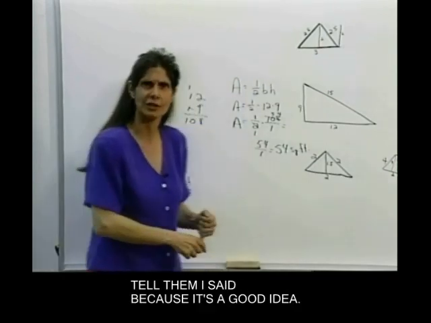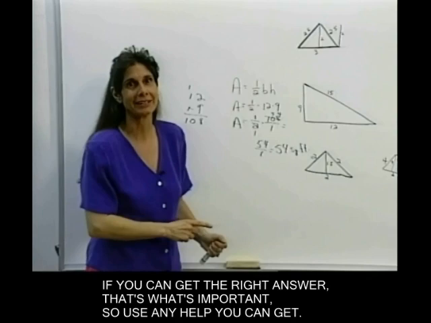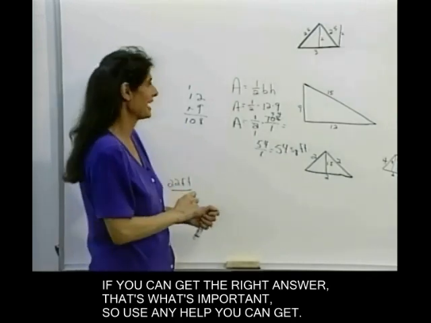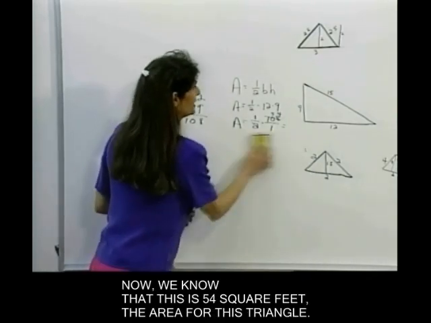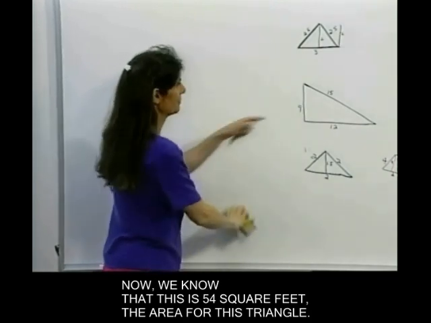Tell them I said, because it's a good idea. If you can get the right answer, that's what's important. So use any help you can get. Now, we know that this is 54 square feet, the area for this triangle.